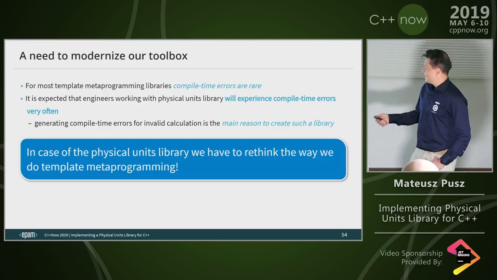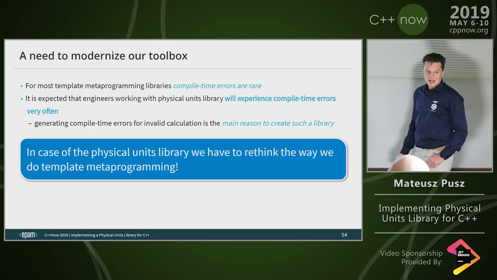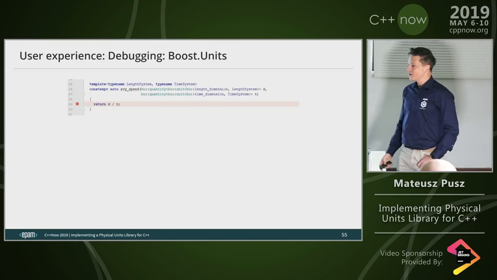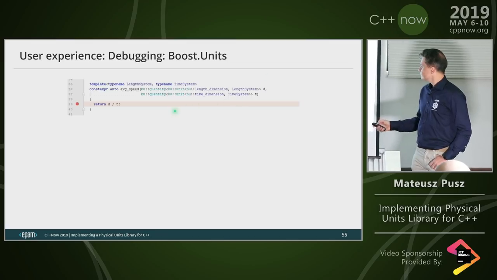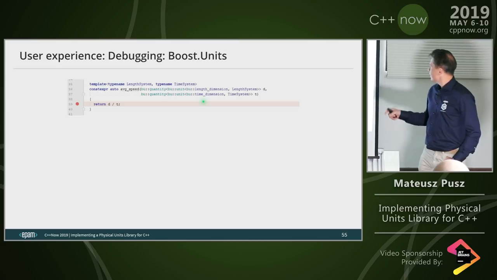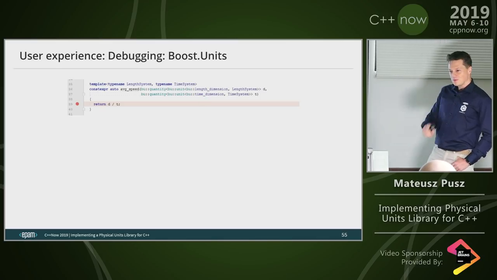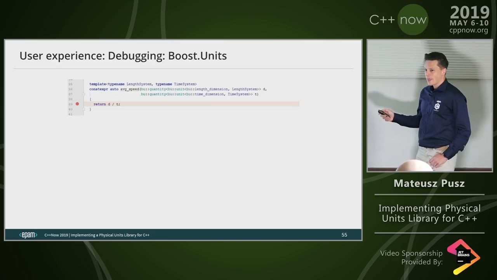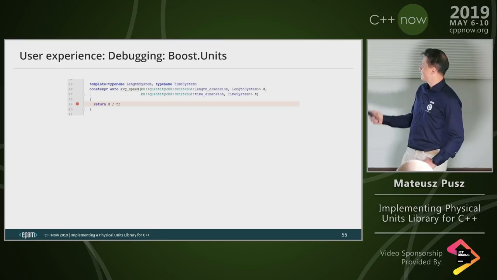So let's try to rethink this and think how we can do this better. However, compile time errors are not the only problem we have. We want to debug this. I mean, I think that the focus is not right. Maybe someone can change this because this is a pretty small font. If you can tune it, yeah, this is much better.